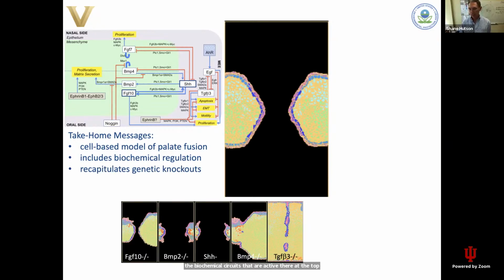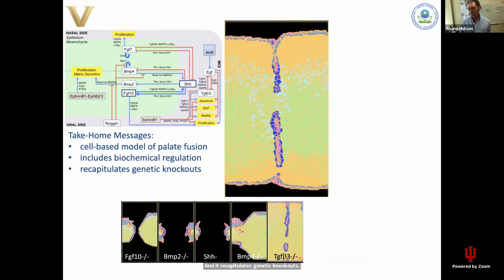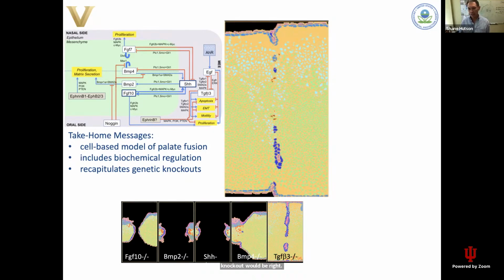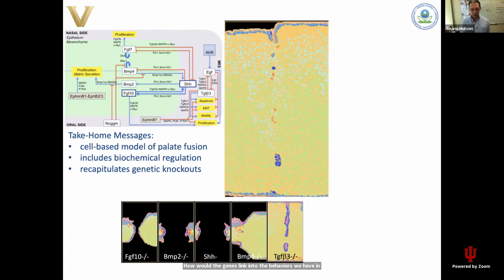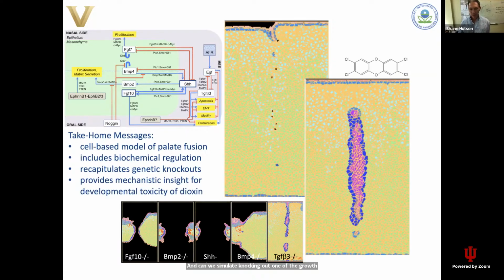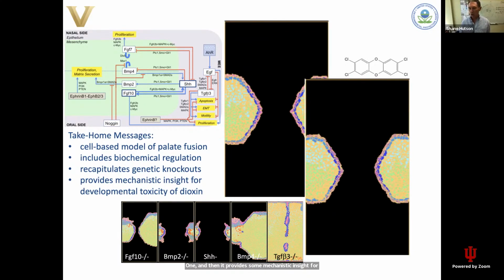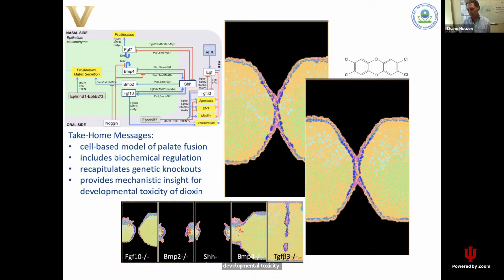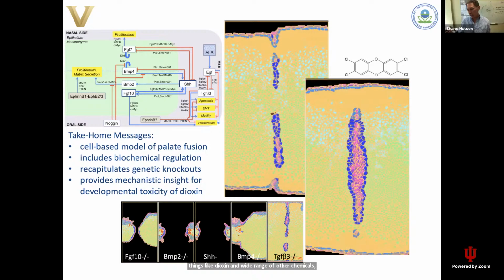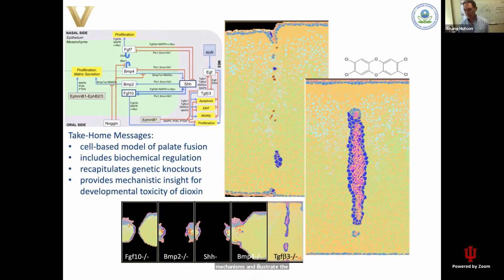And it recapitulates genetic knockouts. One of the things I really like to do with these models is to look at what an in silico knockout would be. How would the genes link into the behaviors we have in the code? And can we simulate knocking out one of the growth factors or another one? And then it provides some mechanistic insight for developmental toxicity. Cleft palate is one of the results of exposure to things like dioxin and a wide range of other chemicals. And we'll see how the model can help us understand and illustrate the mechanisms of how that toxicity works in this particular instance.